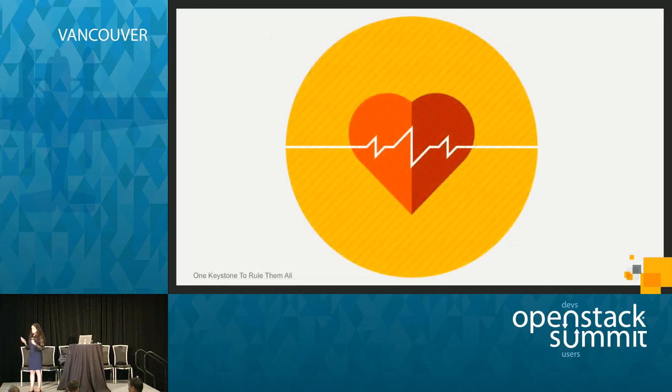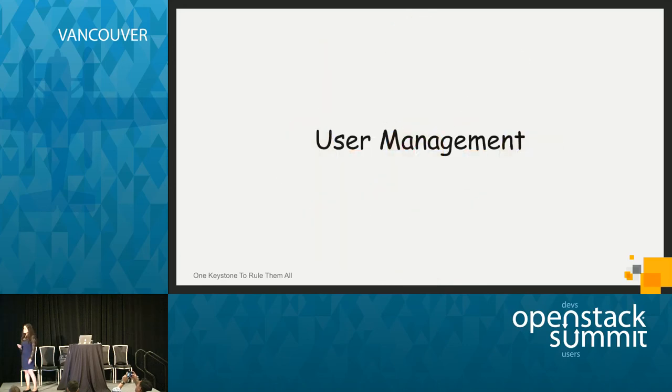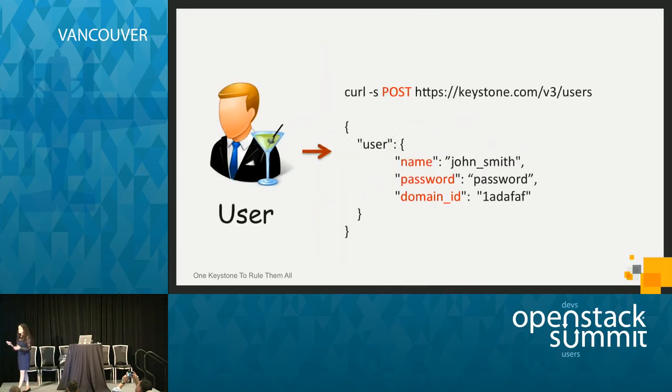So Keystone is the heart of OpenStack. All of these services integrate with Keystone, and it's a very key service in the entire OpenStack. Now, Keystone supports user management. Users are a human user or a service user, and it has information such as name, password, and which domain it belongs to.